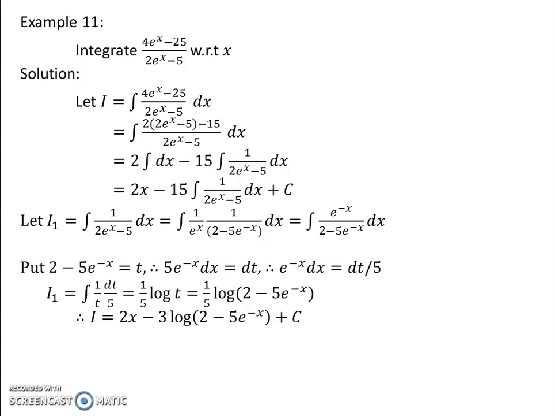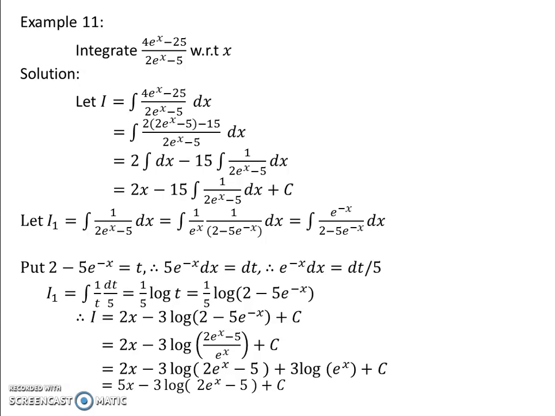Again e^(−x) can be written as 1 upon e^x. So simplifying that, we get 2x − 3 log((2e^x − 5) upon e^x) plus c, which is equal to 2x − 3 log(2e^x − 5) plus 3 log e^x plus c. This is nothing but 3x, and 3x plus 2x is 5x. So 5x − 3 log(2e^x − 5) plus c.